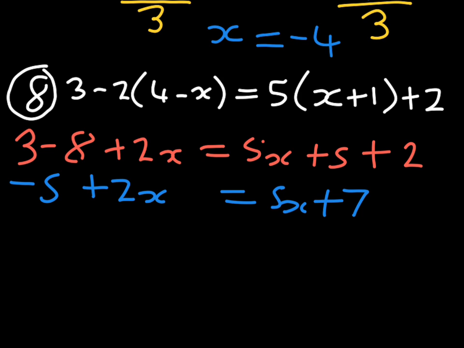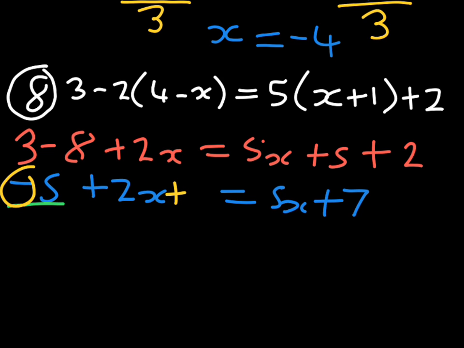Alright, now we need to move all of the constants over to the right-hand side. So we need to move this minus 5 to the right-hand side. Since we're minusing 5 on the left-hand side, we need to perform the opposite operation. Since we are minusing, we need to add.